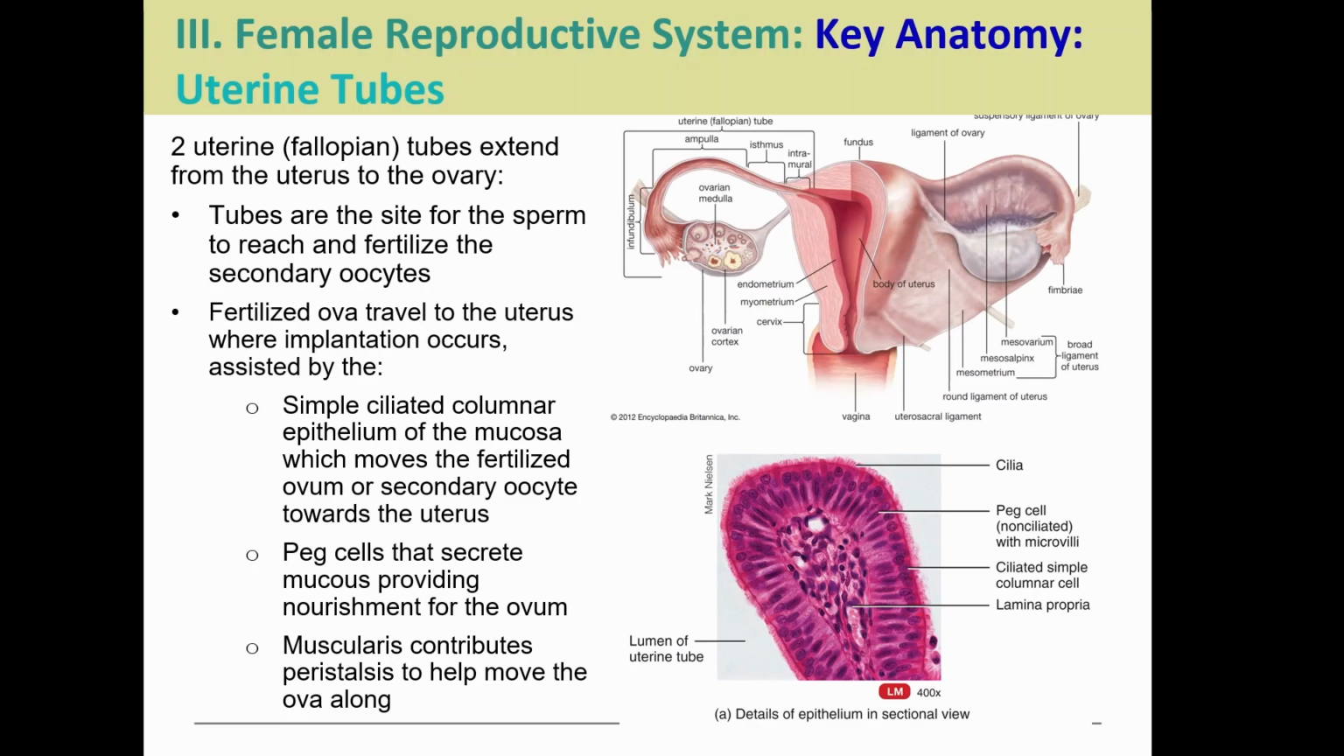When we look at the uterine tubes and what we see there, we see simple ciliated columnar epithelial cells and peg cells. These are going to help move and nourish the developing ova. The muscularis is also going to help move the ova along as well, so that we can push the ovum along. Again, you do not want that fertilized egg to hang out in the fallopian tube. You want it to get to the uterus so that you can prevent something like an ectopic pregnancy.